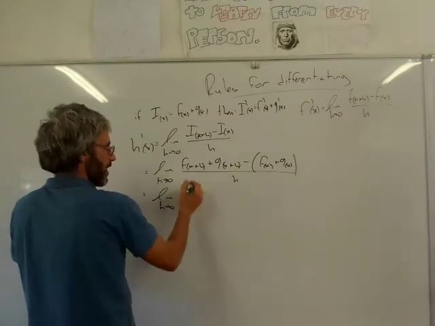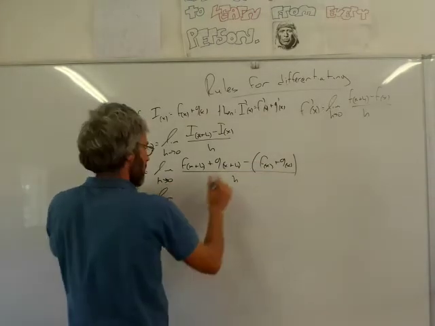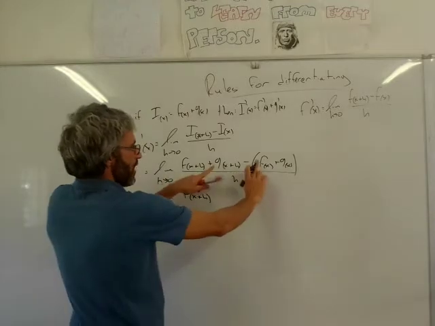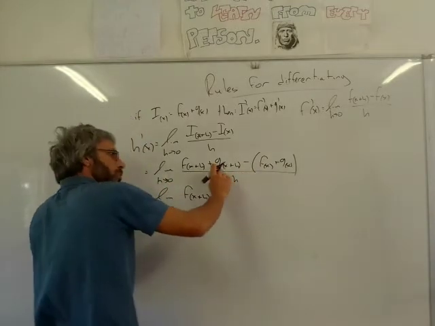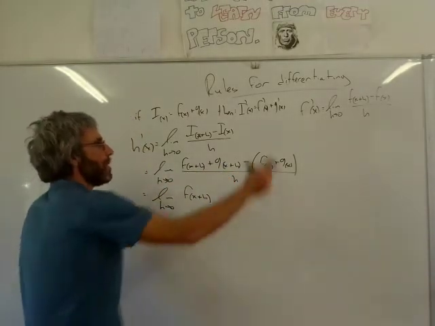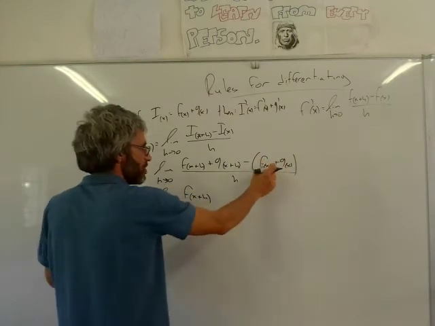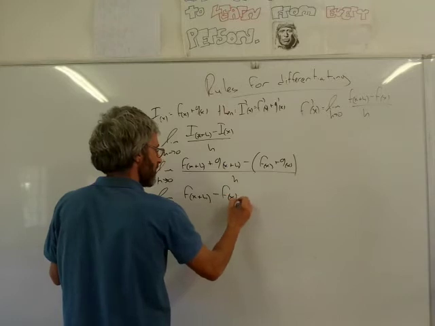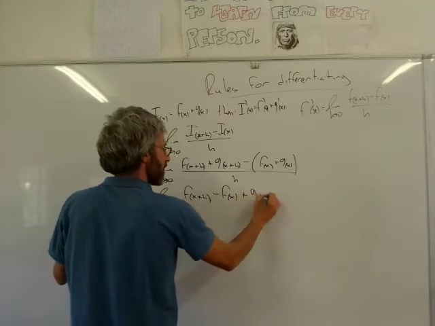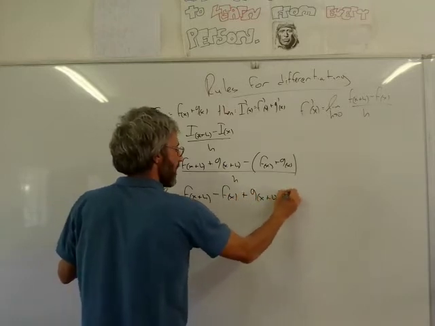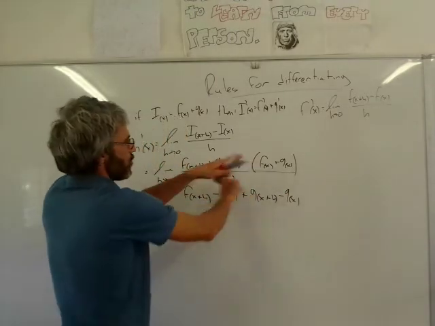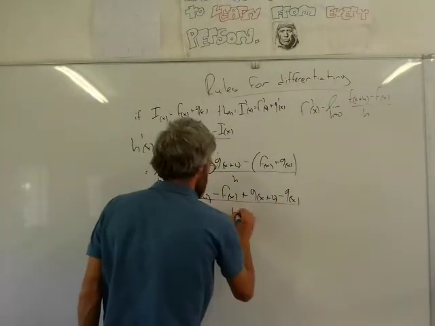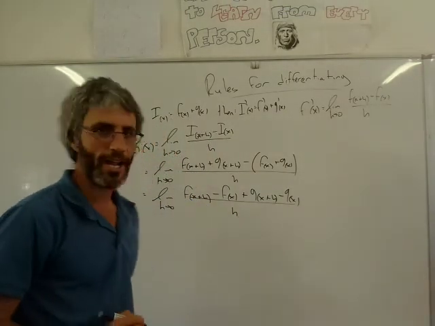Now I'm just going to open it up. It's going to say f of x plus h. Now, if you don't mind, I'm going to swap these. So it's supposed to be plus g of x plus h minus f of x minus g of x, but I'm going to swap these two together. So it's going to be f of x plus h minus f of x, plus g of x plus h minus g of x. All I did is just swap these two together, divided by h.